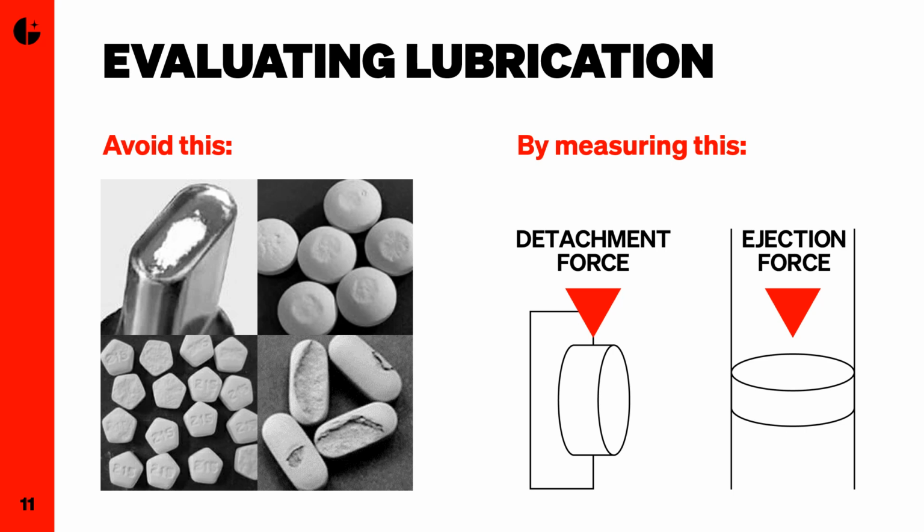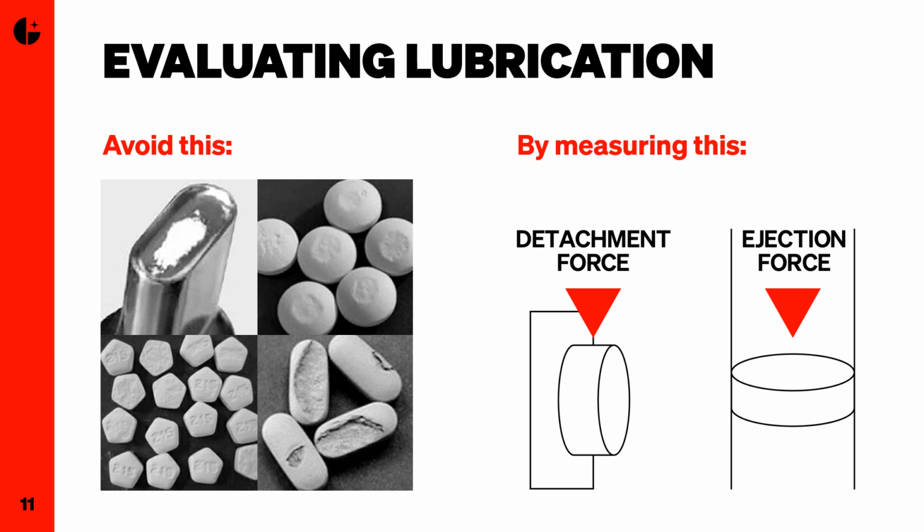You may have noticed in the recommendations from chapter 1062 that there's nothing in the compaction triangle that covers lubrication or evaluating lubrication. And this is of course essential if you want to avoid sticking and picking issues. The way we evaluate lubrication is by measuring the detachment and ejection forces. And essentially these forces are the forces required to get the tablet out of the die after it's been compacted.